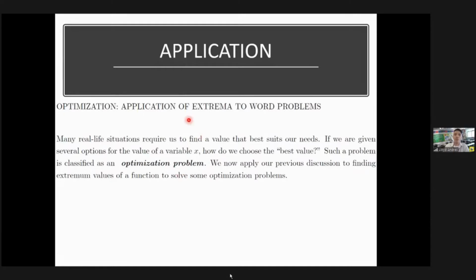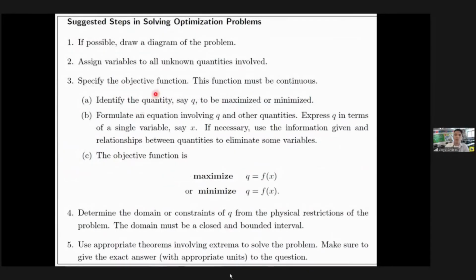Optimization problem kanang mga problem nga kailangan nimo i-maximize or i-minimize, like i-maximize nimo ang income or i-minimize nimo ang imuhang gasto. So kana nga mga problem, optimization problem na siya. So let's have the steps in solving optimization problem. So these are 5 steps.